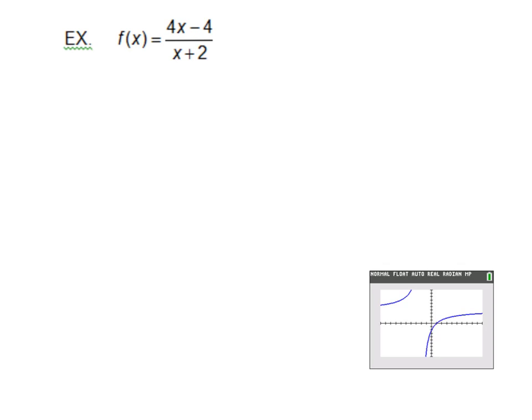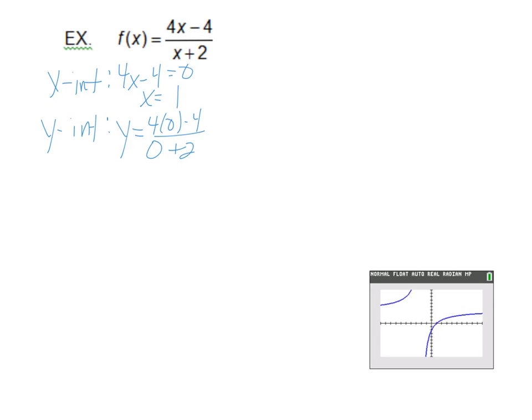So we're going to graph f of x equals 4x minus 4 over x plus 2. So let's make a little list of all the things we're going to do by hand. First, the x-intercept you get by setting the top equal to 0. So x equals 1. The y-intercept, you replace all of the x's with zeros. Y equals 4 times 0 minus 4 over 0 plus 2, which would be negative 2. Vertical asymptote, bottom equal to 0. So that would be at x equals negative 2.